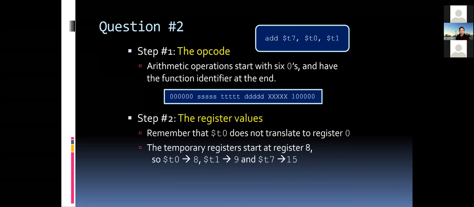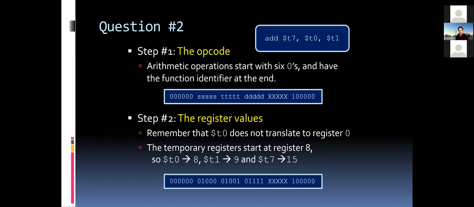Okay. So step number 2 is to figure out the register values. And again, I already remind you, don't fall into the trap that register T0 translates into physical register 0. That's not the case. The temporary registers start at register 8. So T0 goes into register 8, T1 goes into 9, and T7 goes into register 15. So essentially, this is their binary representation. This is 8, this is 9, and this is 15.